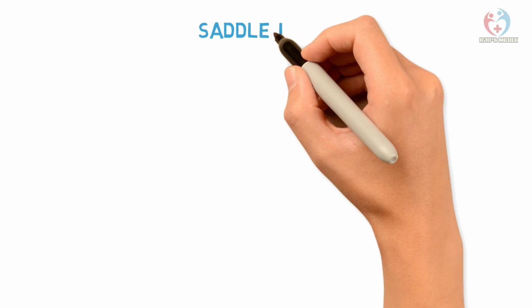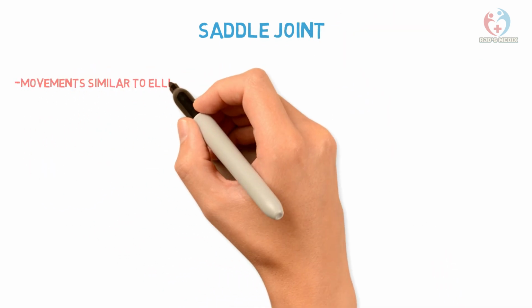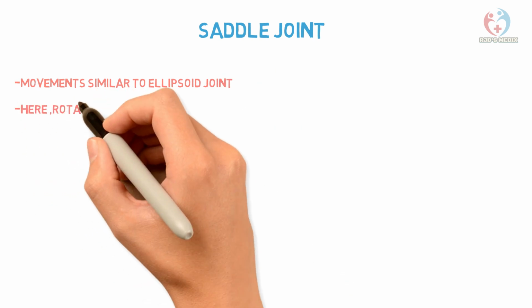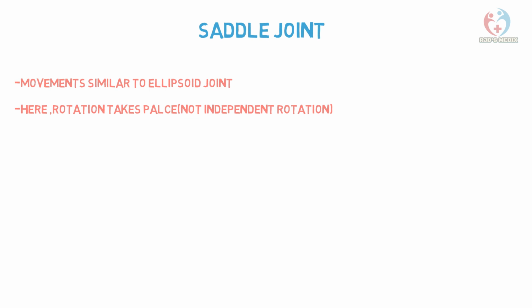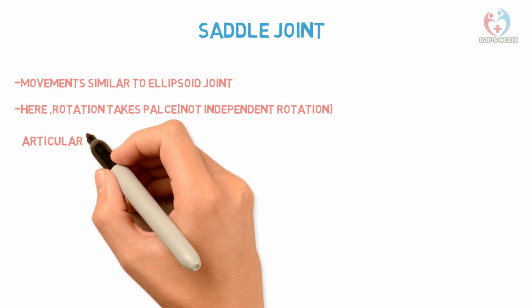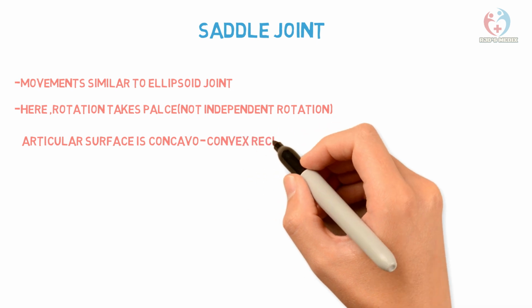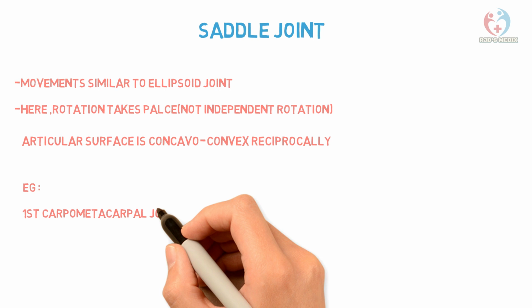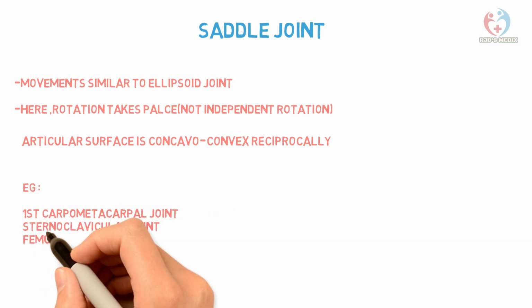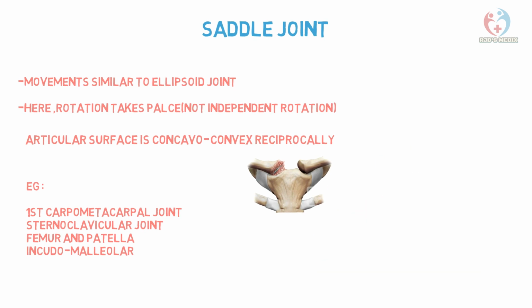Now the saddle variety of synovial joint. The saddle variety is similar to the ellipsoid joint. The difference is that here rotation takes place, while in the ellipsoid type of joint the rotation is inhibited, and the articular surfaces are concave and convex, reciprocally fitted to each other. Examples of saddle joint are first carpometacarpal joint, sternoclavicular joint, femur and patella, and incudomalleolar joint.